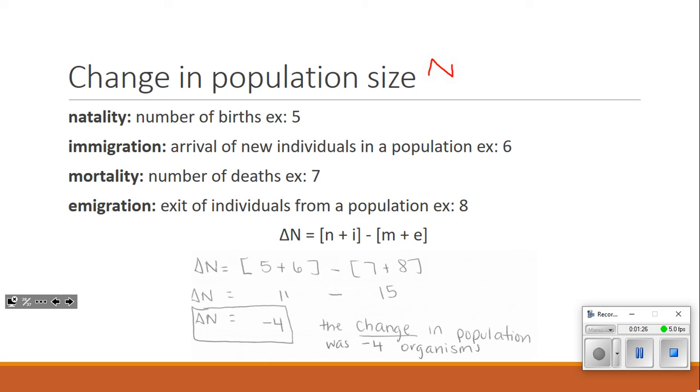Immigration, which we've already mentioned because it's an example of migration, was one of the things that could cause changes to gene pools. Not having migration was one of the Hardy-Weinberg conditions. But immigration is the arrival of new individuals in a population. In my fictitious example, we'll say 6. These first 2 factors both increase the size of a population. People are born or people arrive from somewhere else.